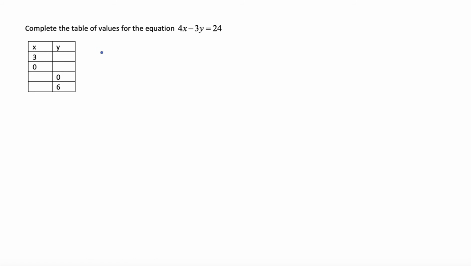It means that in this case, if x equals 3, we want to plug in x equals 3 into the equation and then figure out what the corresponding y value is. So 4 times 3 minus 3y equals 24. We should be able to solve this for y, just doing a little bit of algebra. So 4 times 3 is 12, and so 12 minus 3y equals 24.